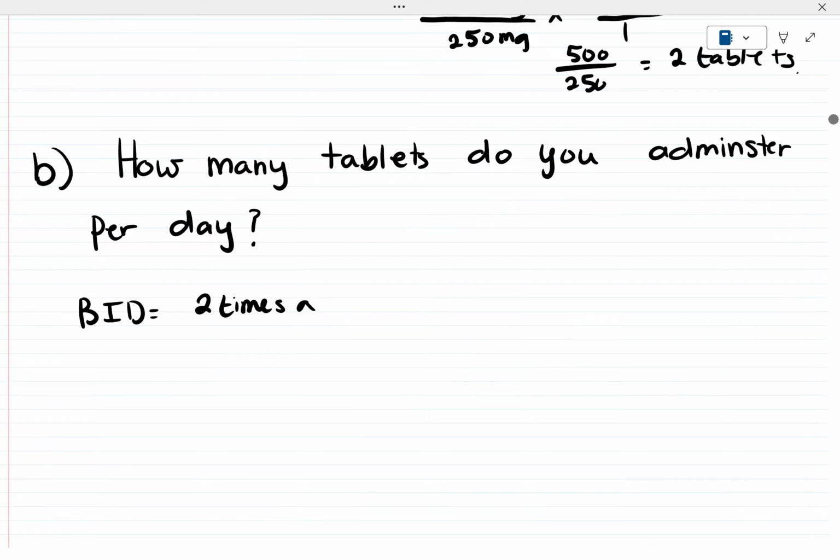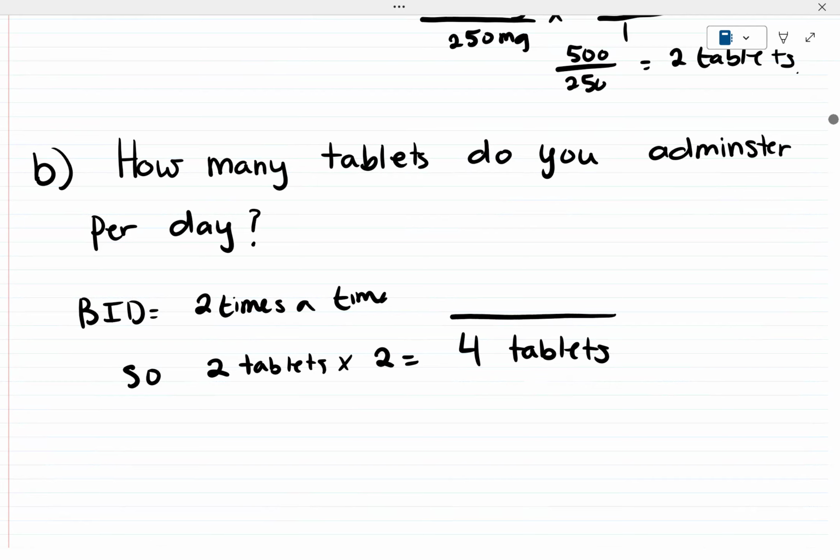So each dose is 2 tablets. So how much is that in total? 2 tablets times 2 is equal to 4 tablets. Okay, let's move on to example 2.